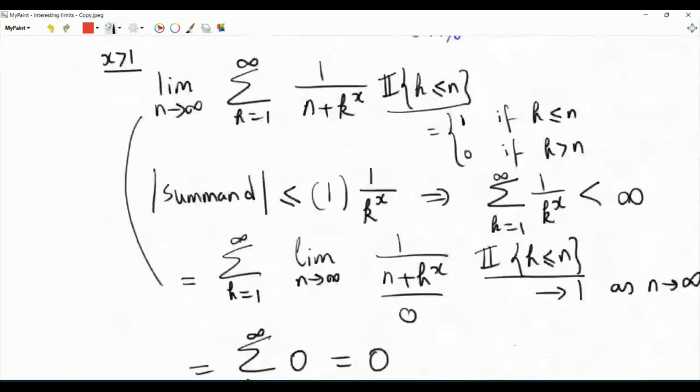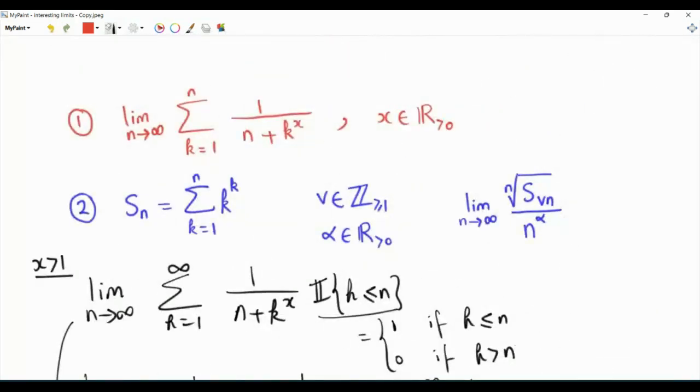Now let's investigate the second limit. The second limit is related to this summation here. This is the sum of the positive integers 1 to the power 1 plus 2 to the power 2 plus 3 to the power 3 all the way to n to the power n. We are interested in the limit as n tends to infinity of the nth root of this summation all the way to Vn, where V is some positive integer. This is divided by n to the power alpha, and alpha is a positive real number.